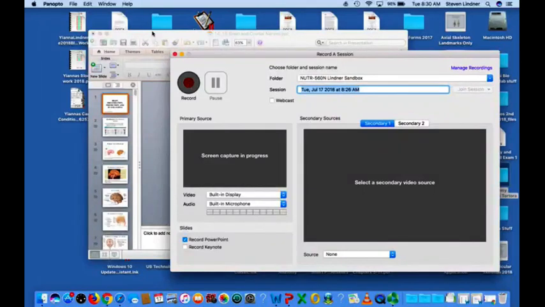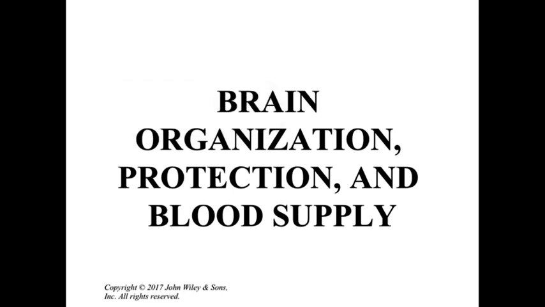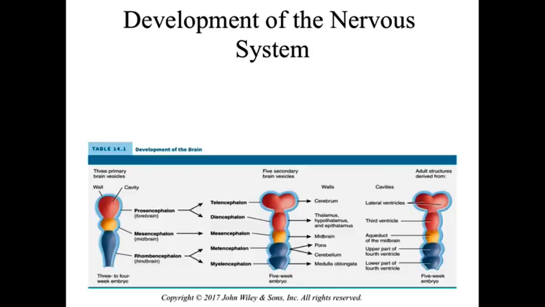All right, everybody. So we're going to be talking about the brain quite a bit in this lecture and the way it's organized, a little bit about the protection, a little bit about the blood supply, and a lot about the cranial nerves that come off of it.